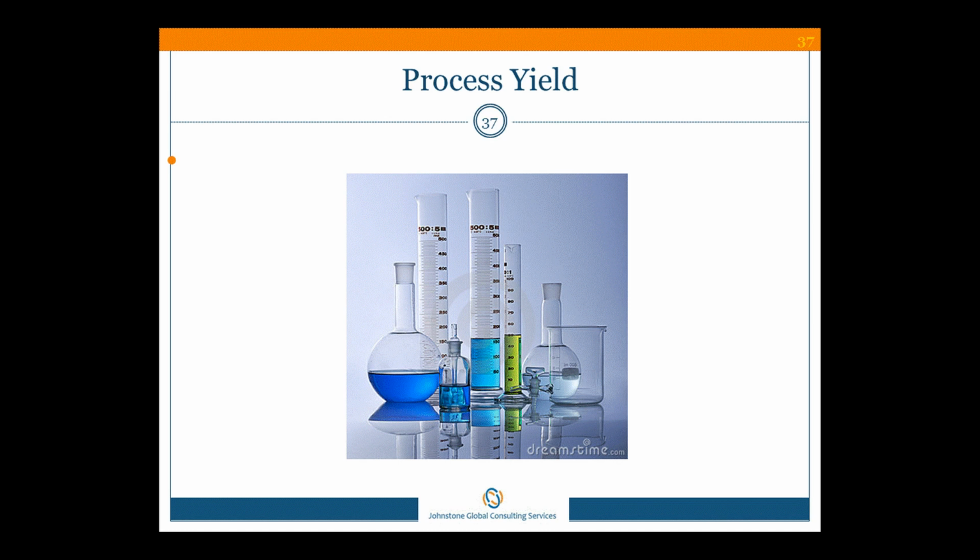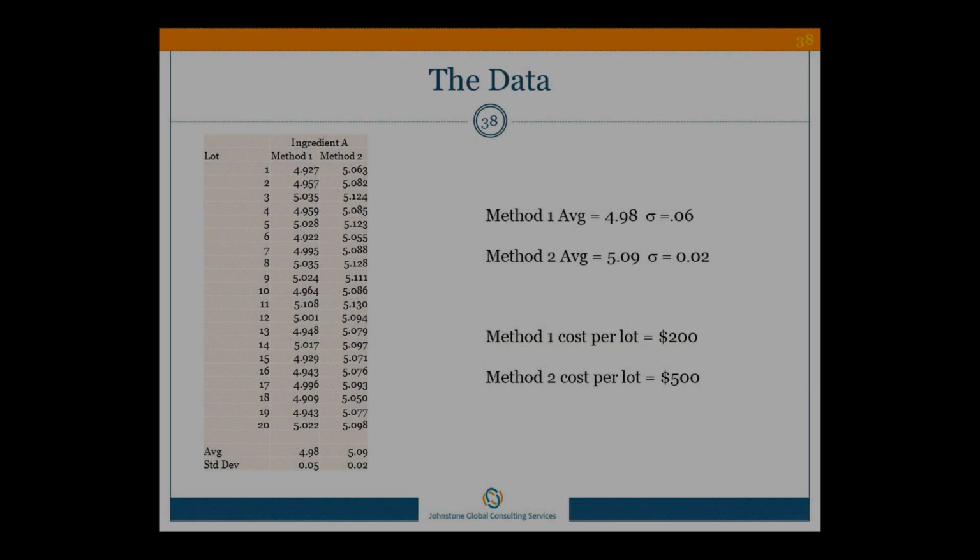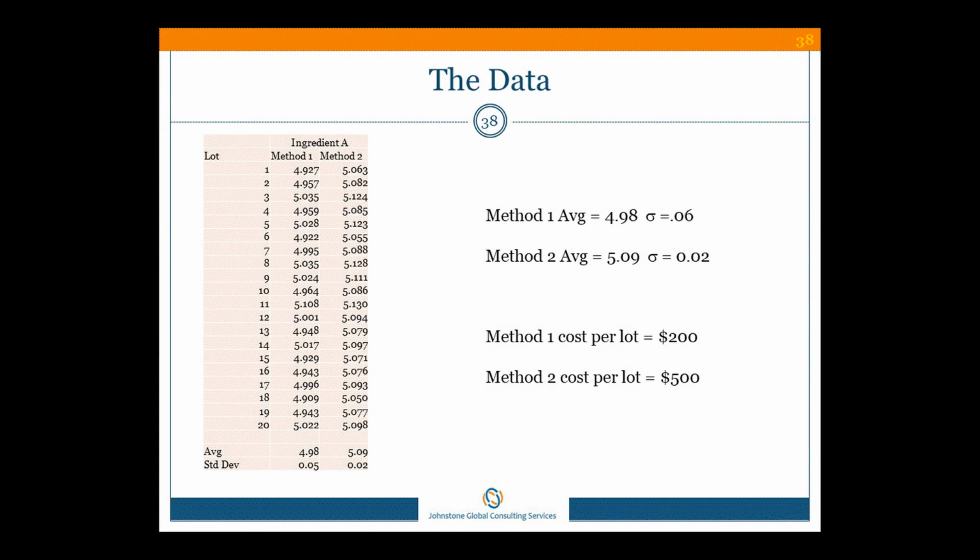There are two proposed methods to manufacture the product, and you want to know which is going to give a higher yield of good lots. So you make a 20-lot production run by each method, and you pull a 5-piece sample from each lot and measure the average amount of ingredient A. You gather up your data, put it in a spreadsheet, and show it to your boss like this.